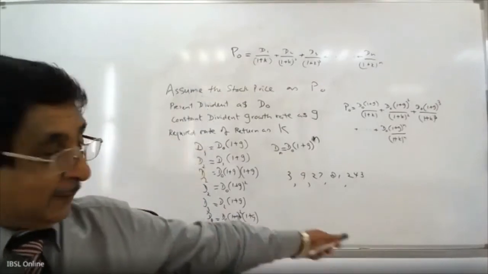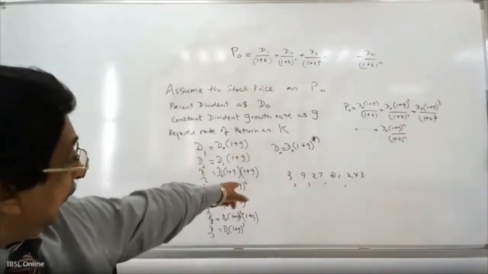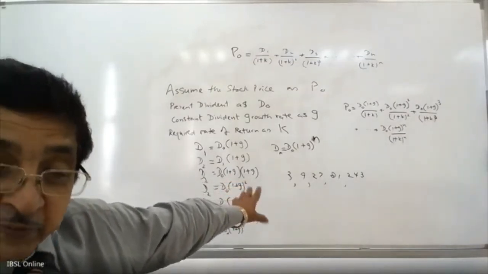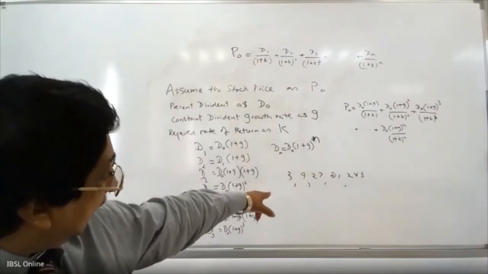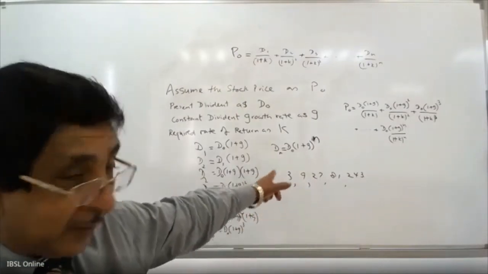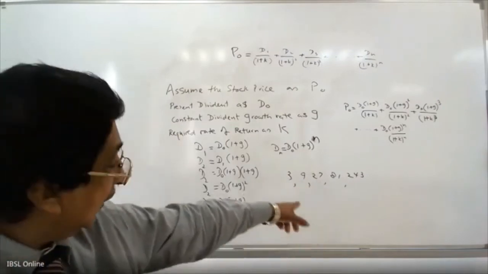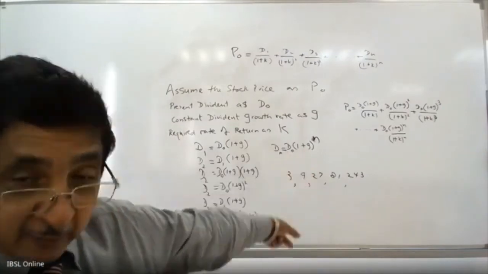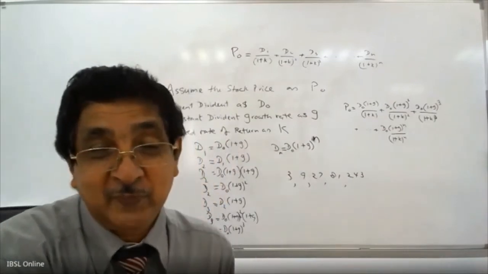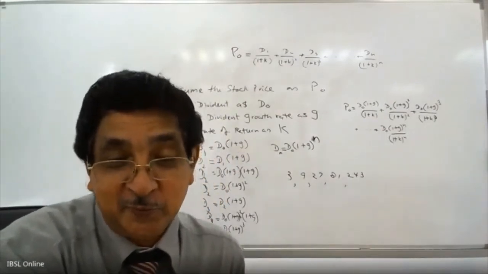Now, say for example, here you can see if you divide 9 by 3, you get 3. If you divide 27 by 9, you get 3. If you divide 81 by 27, you get 3. If you divide 243 by 81, you get 3. So that is the common ratio.